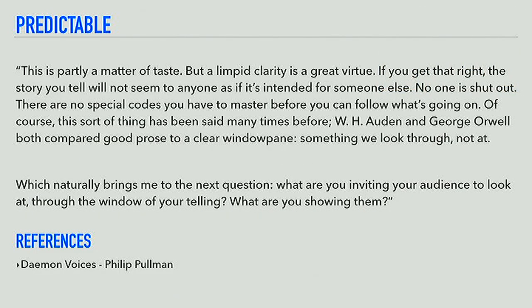So this Philip Pullman quote explains what I'm talking about really well. He's talking about prose, but I think it really applies. I'm going to read it out in case I don't know how well people can see the slides. So he says, "This is partly a matter of taste, but a limpid clarity is a great virtue. If you get that right, the story you tell will not seem to anyone as if it's intended for someone else. No one is shut out. There are no special codes you have to master before you can follow what's going on. Of course, this sort of thing has been said many times before. W.H. Auden and George Orwell both compared good prose to a clear window pane, something we look through, not at."